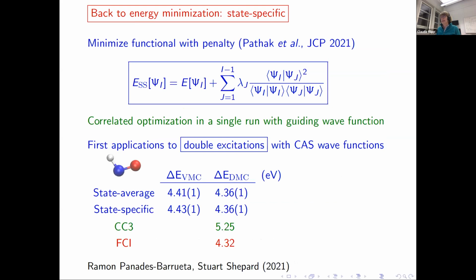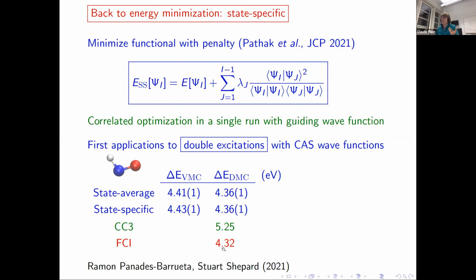At the moment, and then I'm going to wrap it up, we are also looking into state-specific optimization, where you optimize the energy with some orthogonality constraint. We are doing it in one single run, like in the state average case. And we are applying it to double excitations. We are trying to go either to larger systems than coupled cluster can do, or to systems where coupled cluster fails. So this is a very simple molecule, but it's a double excitation.